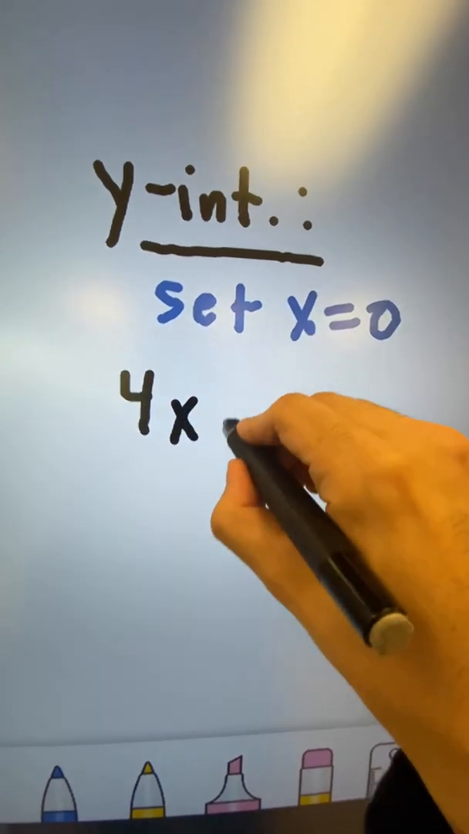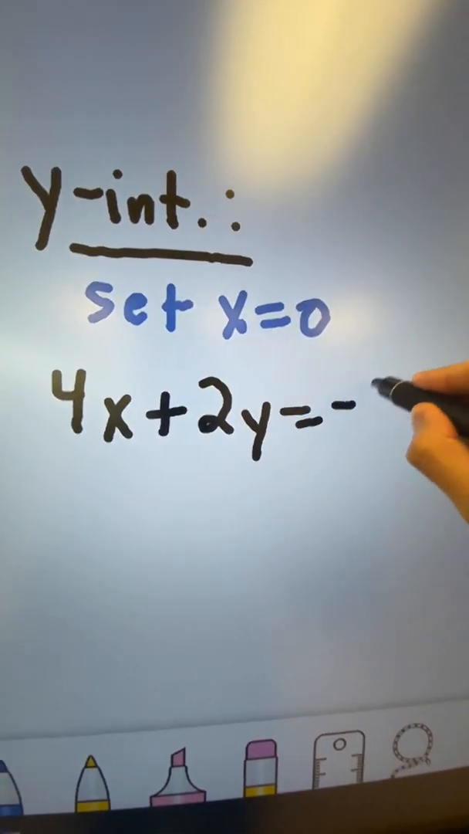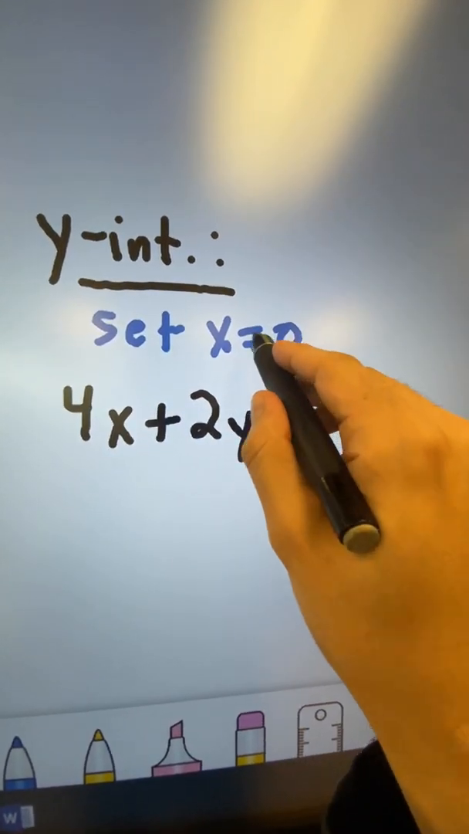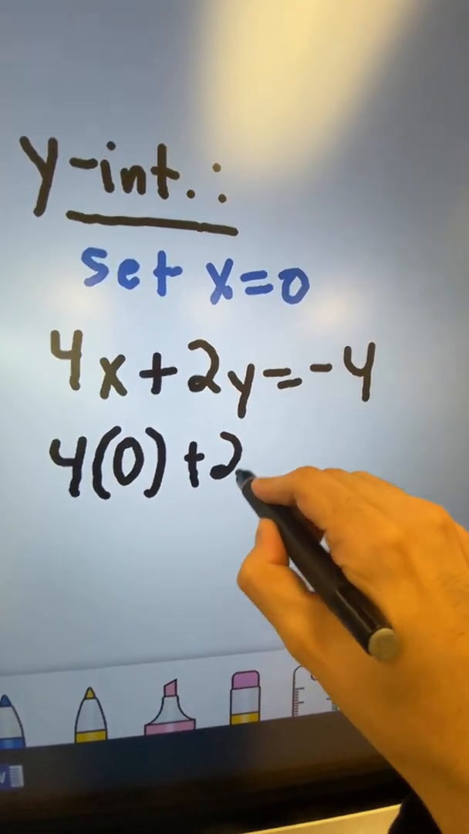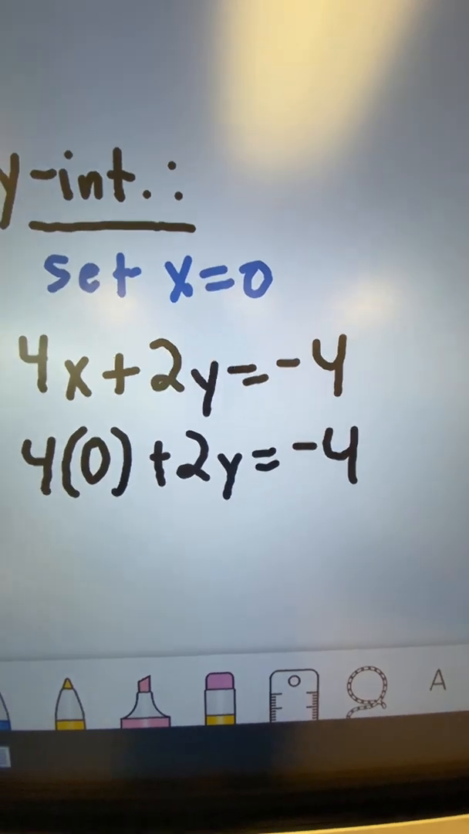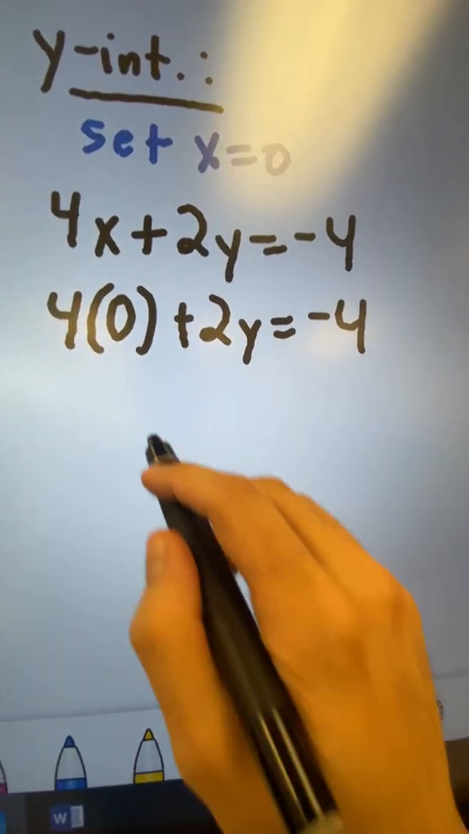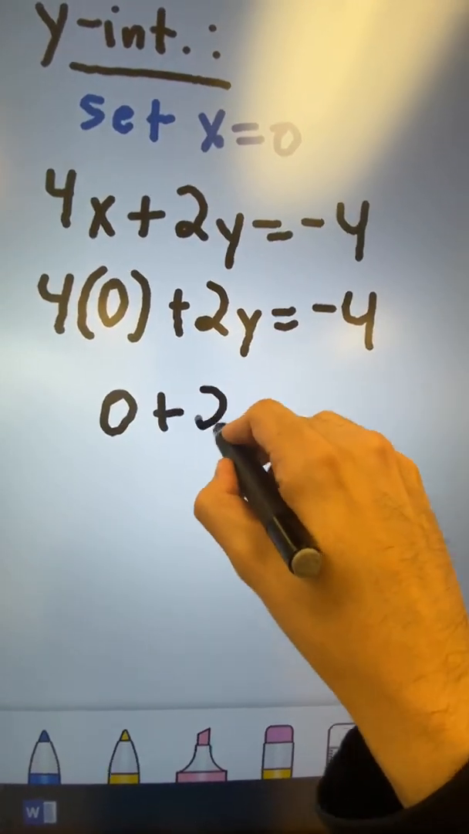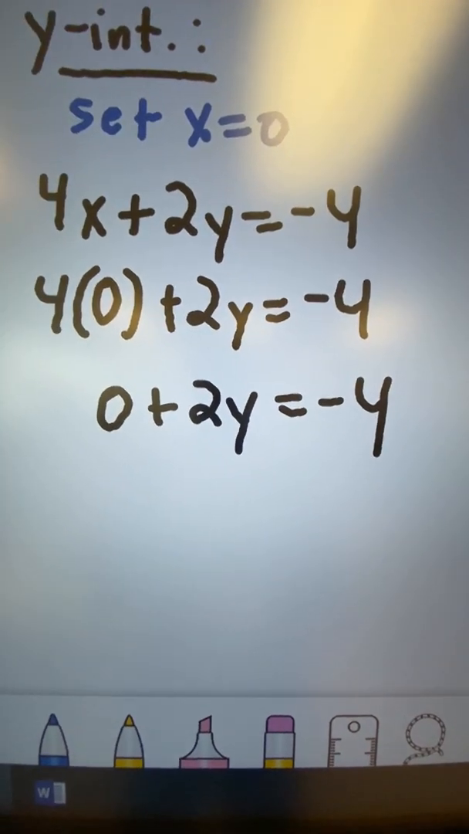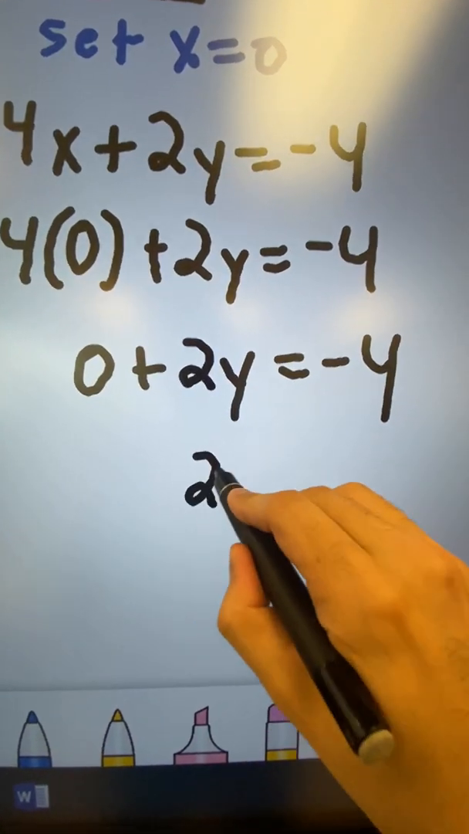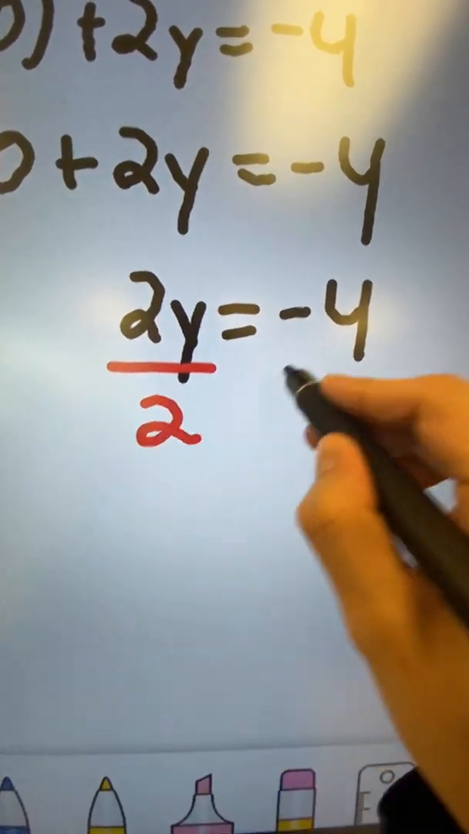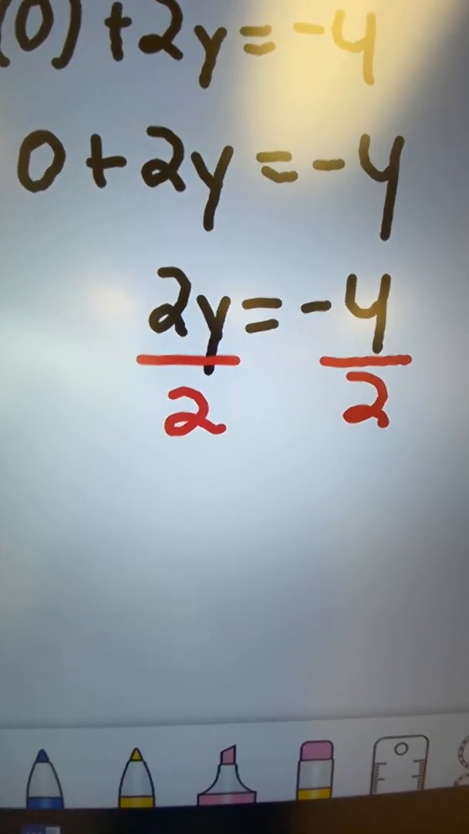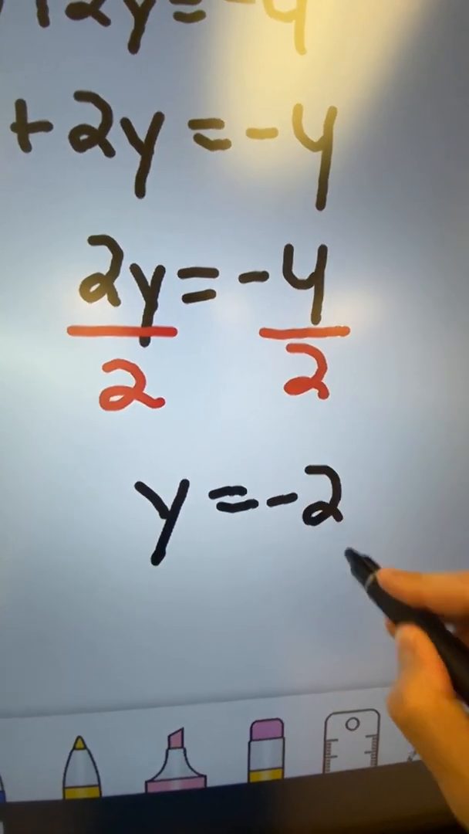Next, to find the y-intercept, we're just going to do the same thing. Copy the equation, 4x plus 2y equals negative 4. I'm going to make my x 0 in this case, so in parentheses, replace that with 0. And then we're just going to keep simplifying until we can solve for y. Here we're going to get 0 plus 2y equals negative 4. Add these up, we get 2y equals negative 4. And then the last step is to divide both sides by 2, so we get 1y equals negative 2.